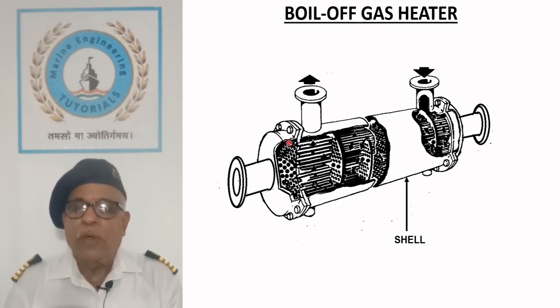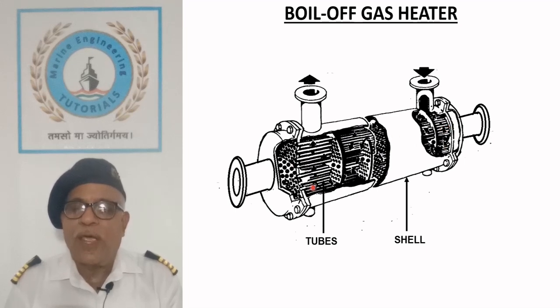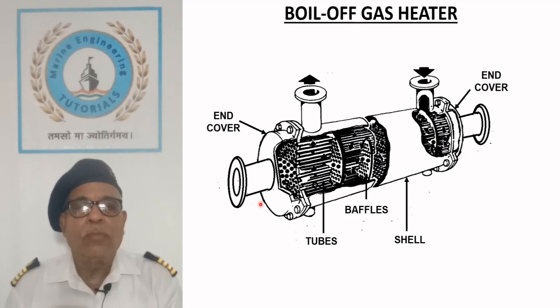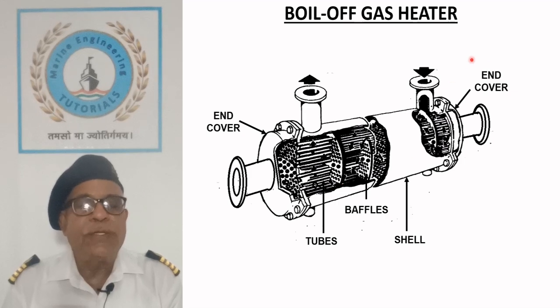The heater consists of cylindrical shell with flanges on both sides. A number of tubes are attached to the tube plates which are bolted to the shell flanges. A number of baffles are provided to direct the flow of heating liquid which also support the tubes. Tube ends are closed on both sides by the end covers.